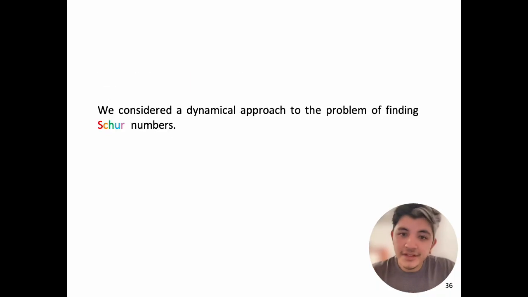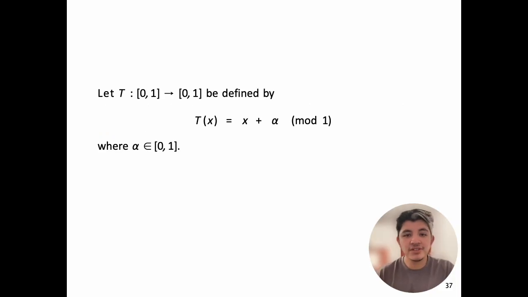Okay, so in this work, we considered a dynamical approach to the problem of finding the Schur numbers. In order to enunciate the main definition of this work, we define the function t as the map of the interval [0, 1] to itself, defined by t of x equals x plus alpha modulo 1, where alpha is in [0, 1], and let's look at the dynamics, or the behavior, of this function.